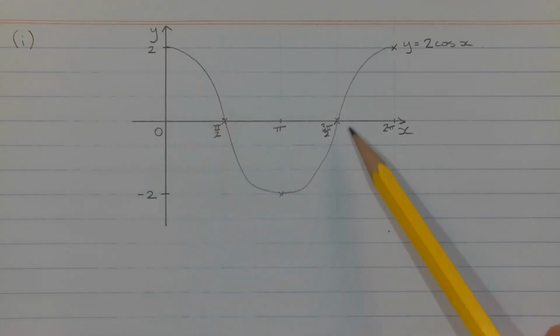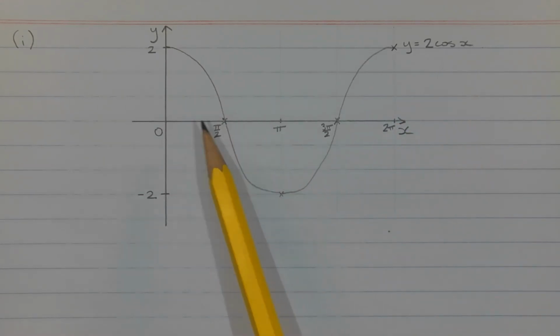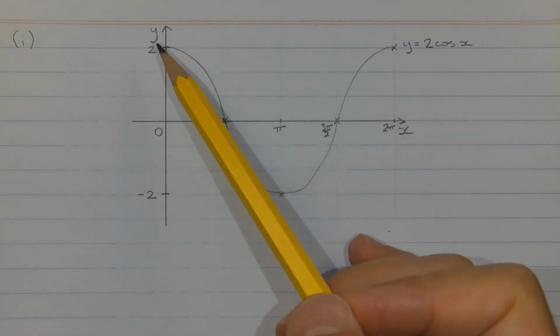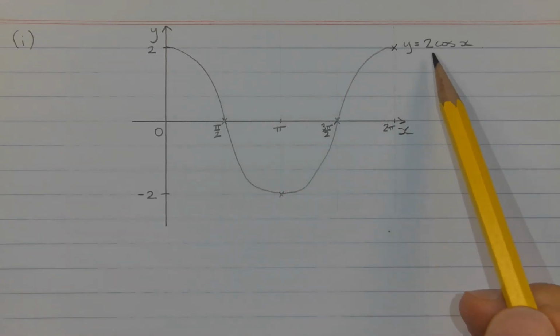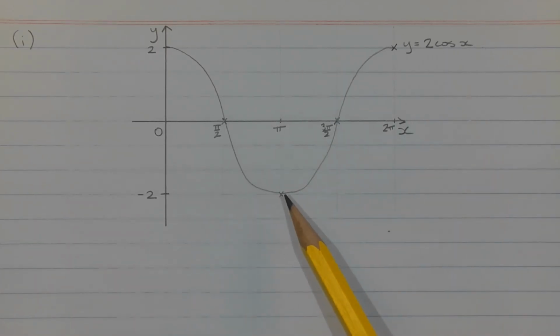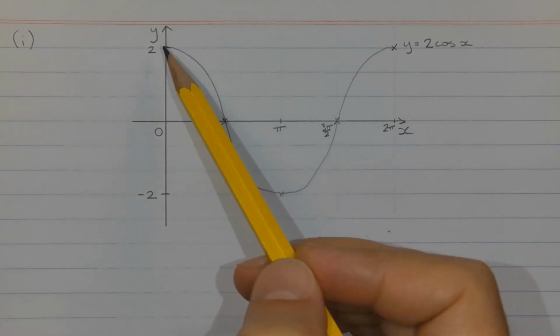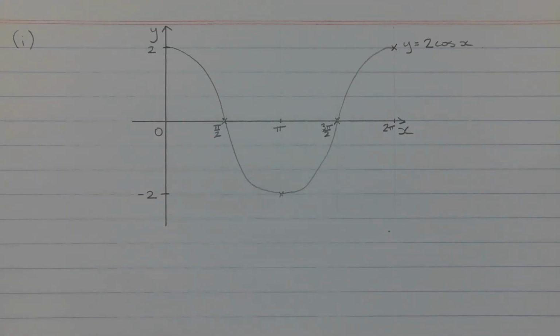Here is a sketch of the curve y equals 2 times cos x in the domain x between 0 and 2 pi inclusive. Notice that it's the same shape as the curve y equals cos x that has been dilated vertically, or stretched vertically, by a factor of 2. So the range of y equals 2 cos x is y is greater than or equal to negative 2 and less than or equal to 2.